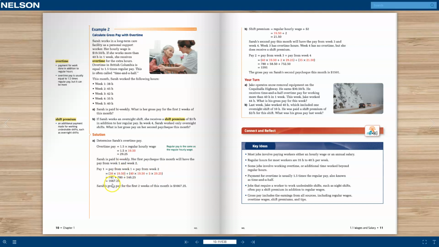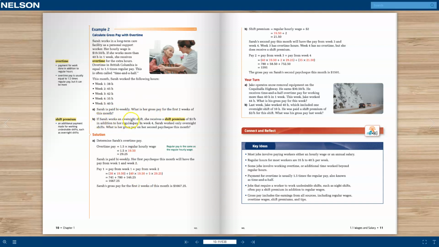She made $1,667.25. Okay, so that was her gross pay, so how much she got paid before her taxes and any deductions came into play. What else? Are we done here? Not quite. We also need to calculate week 3 and 4, I think. Oh no, that's it. That's all we had to do for A. Let's see what we have to do for B.